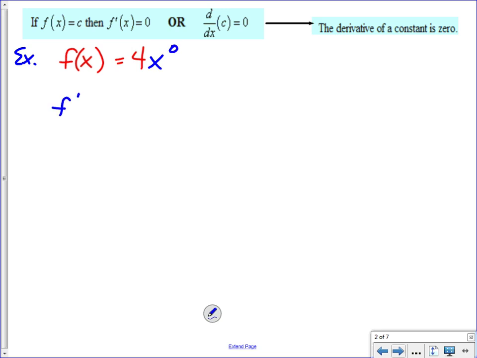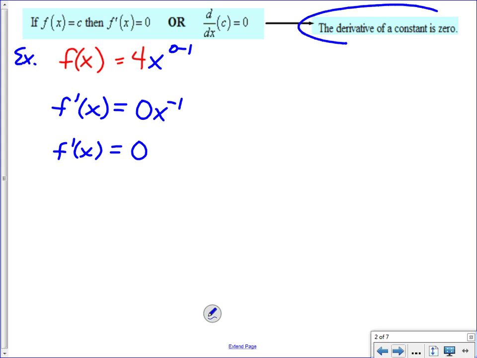So in this case, when you apply your power rule, you would end up multiplying 0 times 4, which is 0, times x, subtract 1 from your exponent, so that would be like 0 times x to the negative 1. But remember, 0 times anything is 0. So in the end, you still get f prime of x equals 0. I just wanted to show you that you could apply the power rule to a constant, or just remember that the derivative of a constant is always 0.